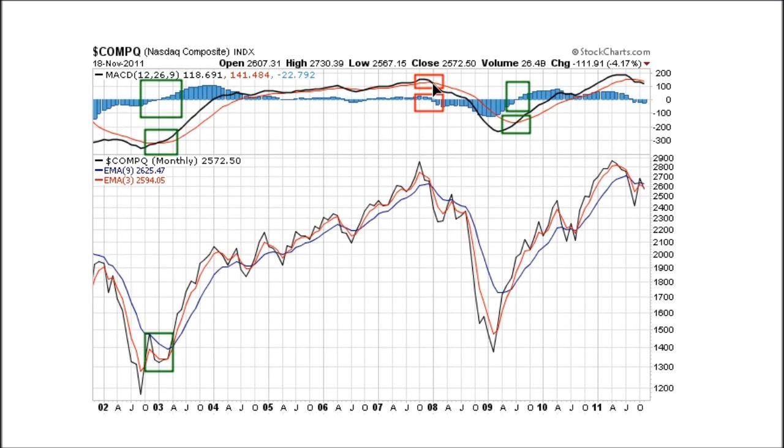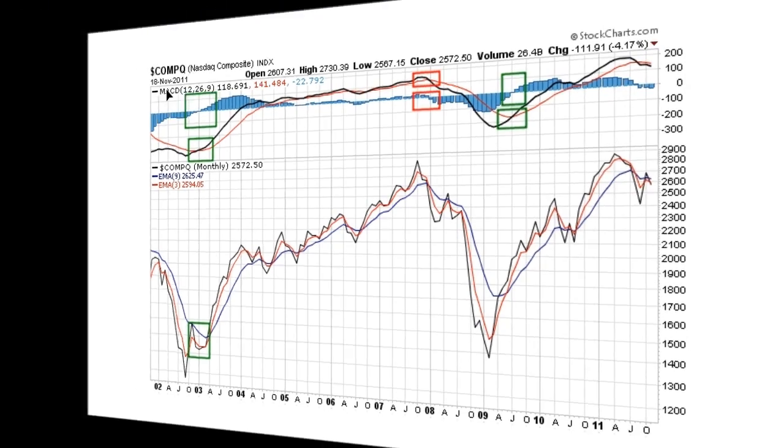This is a bearish crossover. This is a bullish crossover, black over red. This still looks bullish. This still looks bearish. Black under red is bearish as of the close on November 18th, 2011.